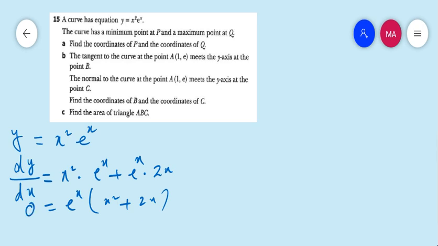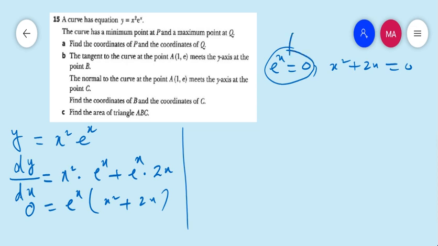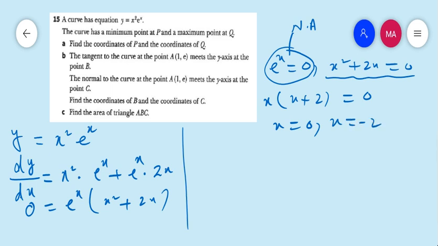Now replace dy by dx by 0. So e to the power x equals 0 and x squared plus 2x equals 0. This is not possible, not admissible, because in order to find the value of x, we must take ln on both sides, and you know ln 0 is undefined. So now x squared plus 2x equals 0. Taking x common, x times x plus 2 equals 0, x equals 0, x equals minus 2.